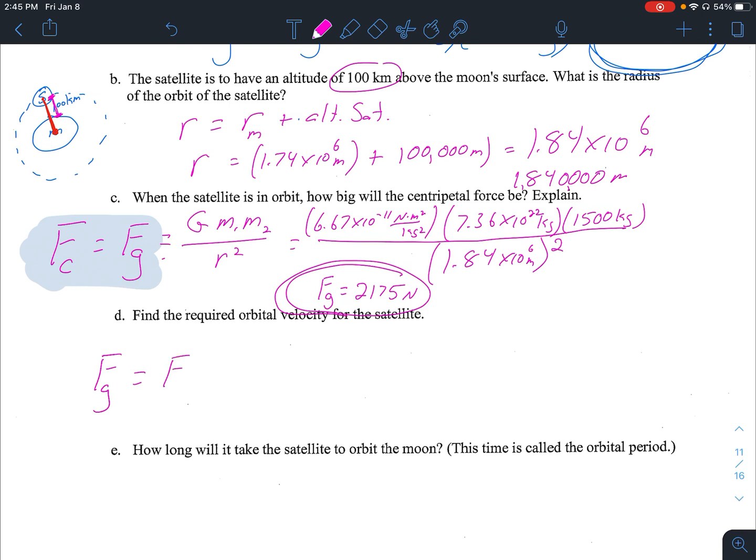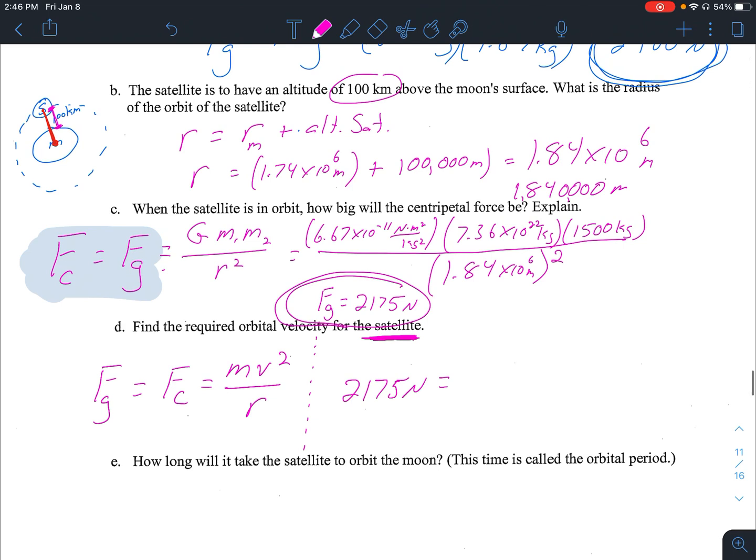We can do kind of the reverse and solve for velocity. That 2,175 newtons is going to be our centripetal force. We have two masses, so we need to focus on what the problem is asking. We're looking for the orbital velocity of the satellite, so we're going to use the mass of the satellite, which was 1,500, and the radius of our orbit that we figured out in part B.